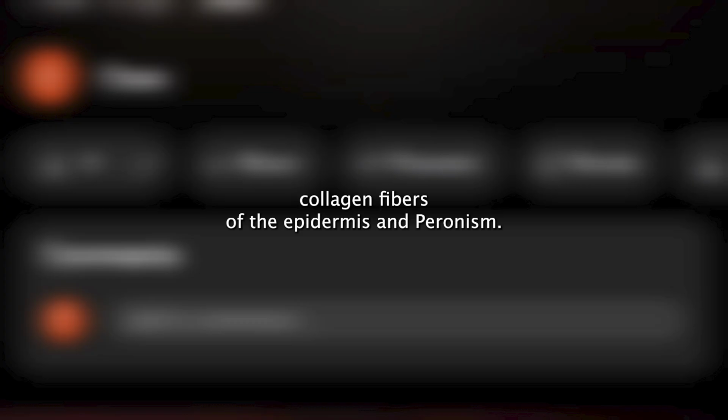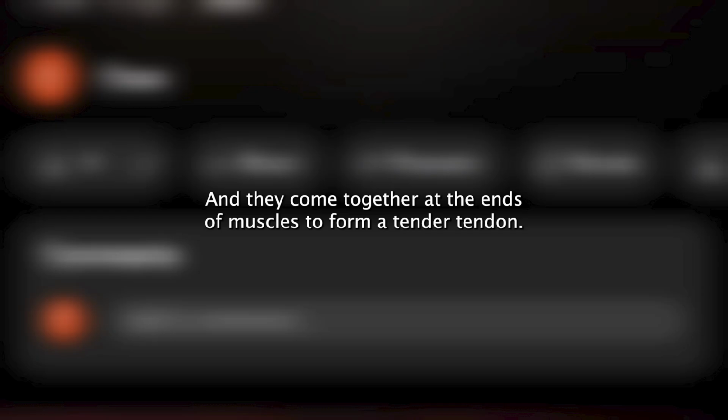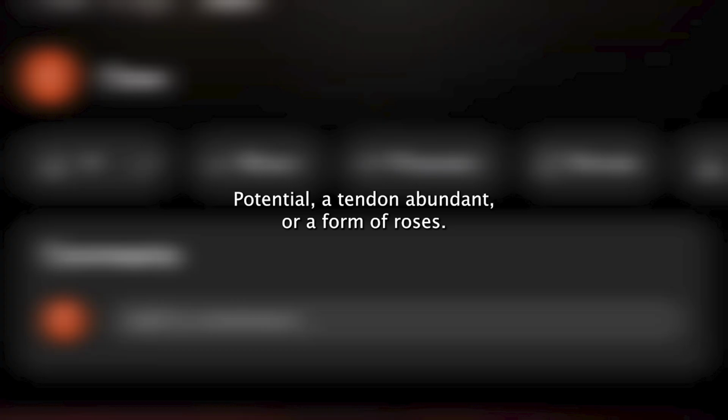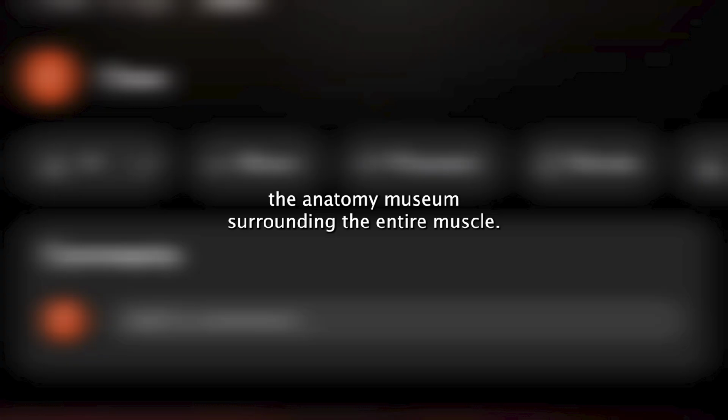Collagen fibers of the epimysium, perimysium, and endomysium come together at the ends of muscles to form a tendon, a bundle, or an aponeurosis, a sheet. It attaches skeletal muscles to bones. So here's the epimysium surrounding the entire muscle. Here's the tendon. And if we look at these little red dots, those are muscle fibers.